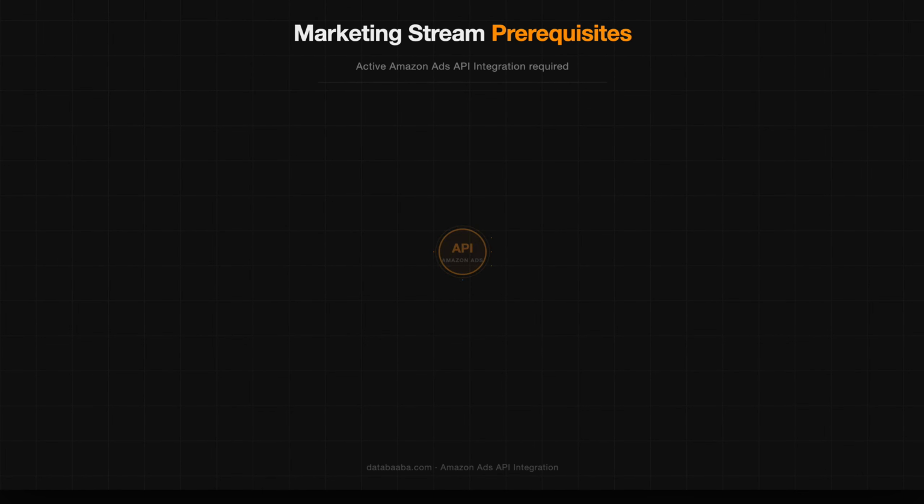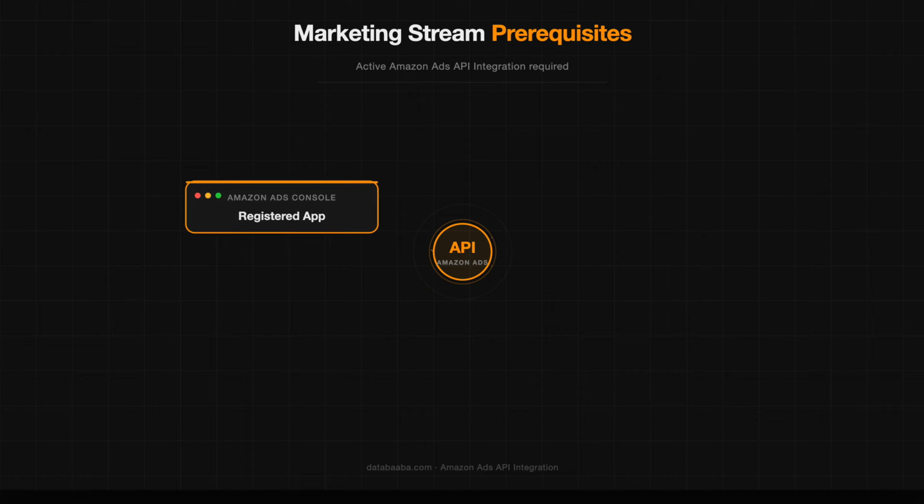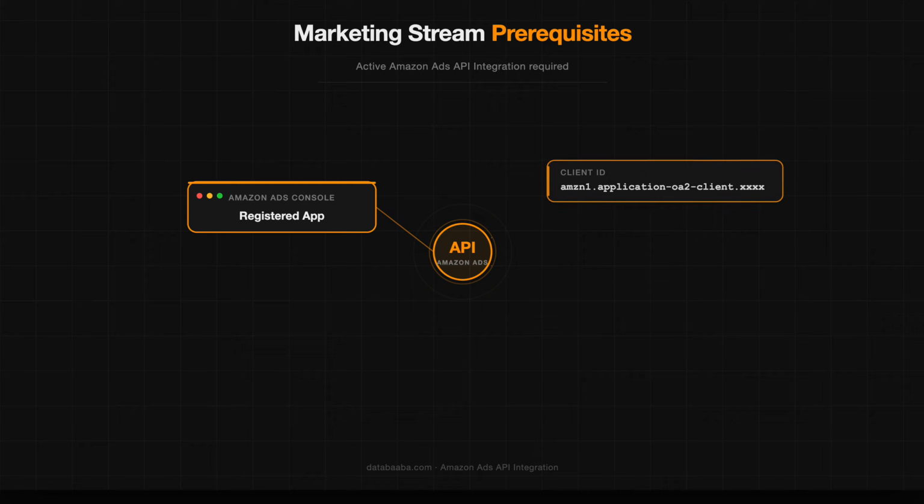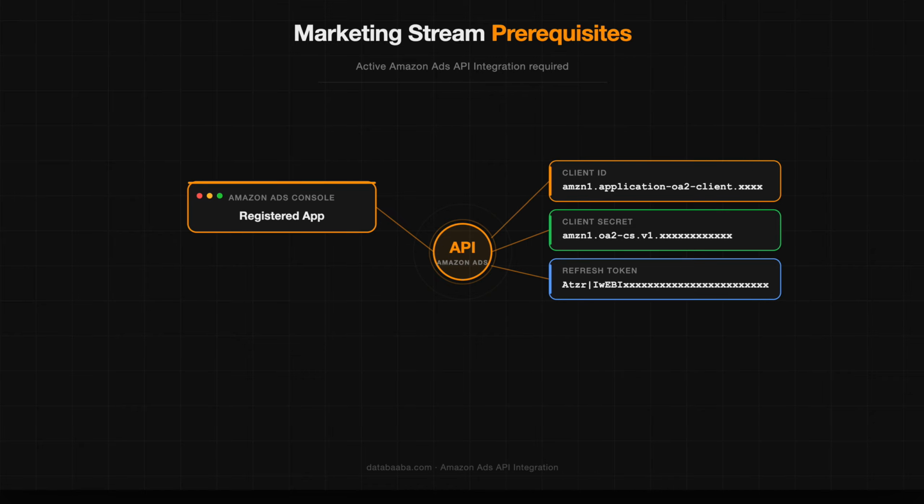To use Marketing Stream, you need an active Amazon Ads API integration. That means you have a registered app in the Amazon Ads console and you have your client ID, client secret, and a refresh token for the advertiser account you want to subscribe. If you've watched the earlier videos in this series on getting Ads API access, you already have these. If not, I'll link that video in the description.